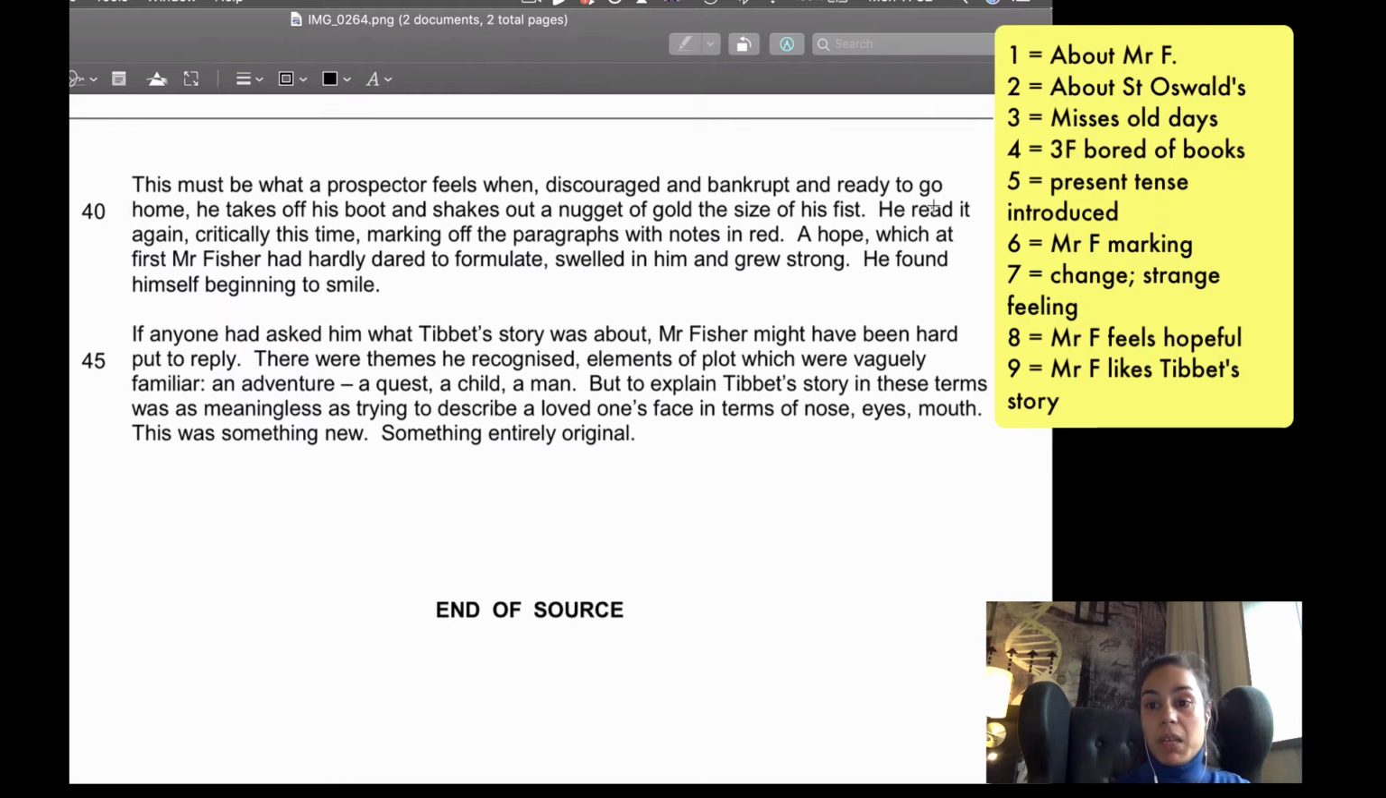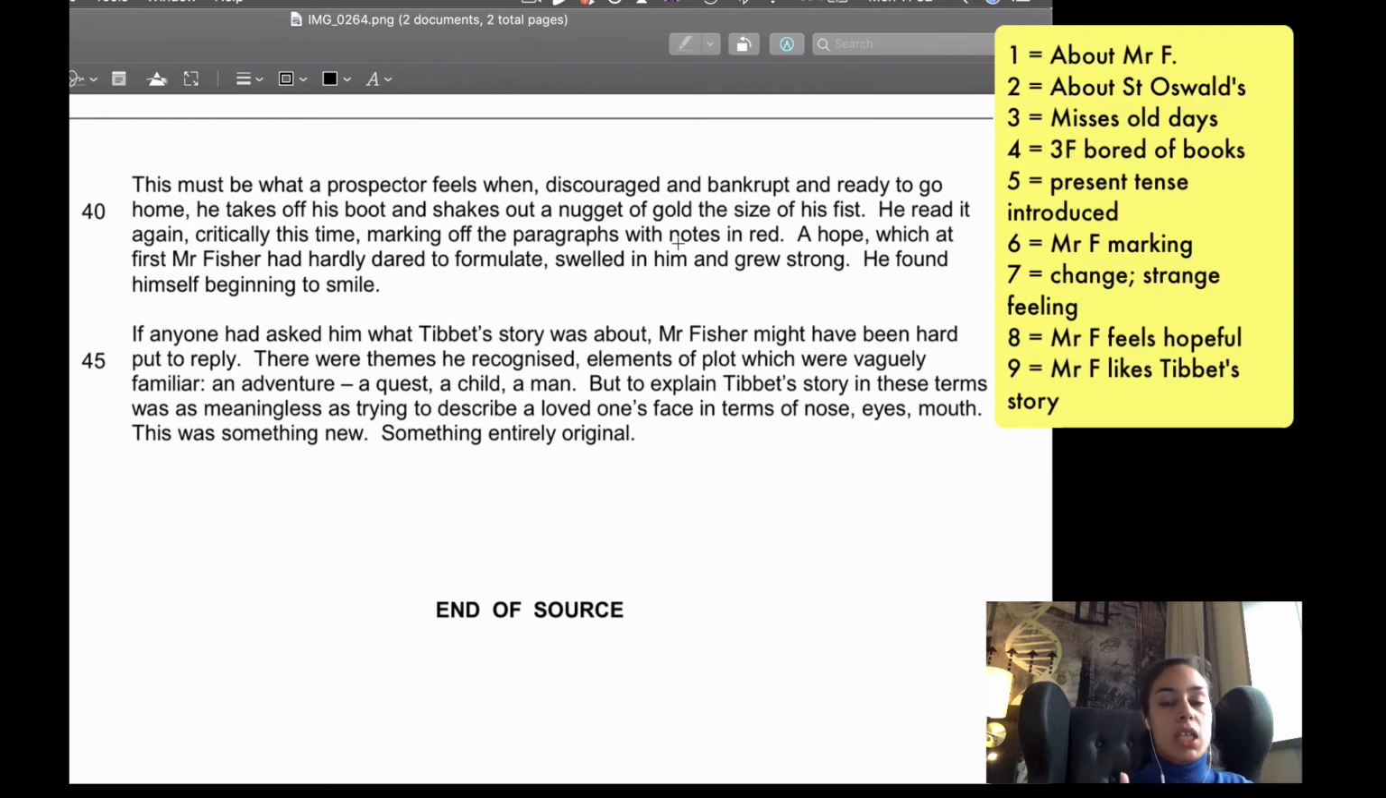Okay, Mr. Fisher, he read it again, critically this time. So when you read critically, you're looking at the bad and the good, and you're looking at it very closely, marking off paragraphs with notes in red. A hope which at first Mr. Fisher had hardly dared to formulate swelled in him and grew strong. So we can start to feel the excitement.